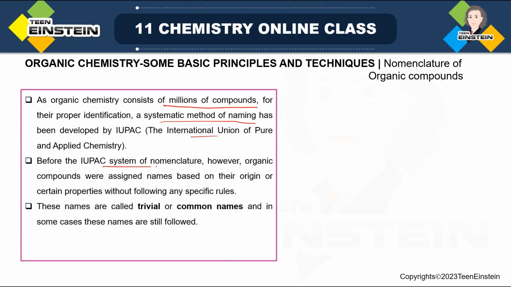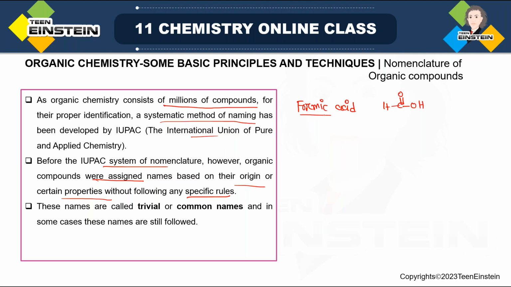Now, before the actual IUPAC naming system, that is the rules that we are going to see, there are actually some other names. Organic compounds were assigned names in the past, and these names are based on their origin or certain properties. They are not based on any specific rules. So for example, if I am saying formic acid, the formic acid formula is HCOOH. Now this formic acid is actually the trivial name or common name.